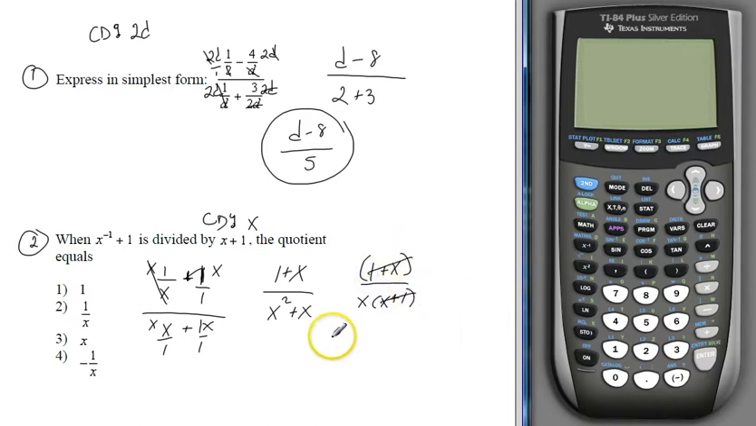Cross out. The answer is not choice 3. It is not x, because we have to realize when you cancel, it's 1 over x. There's really a little 1 up here. When you cancel, there are all 1s floating around. So the answer is choice 2.